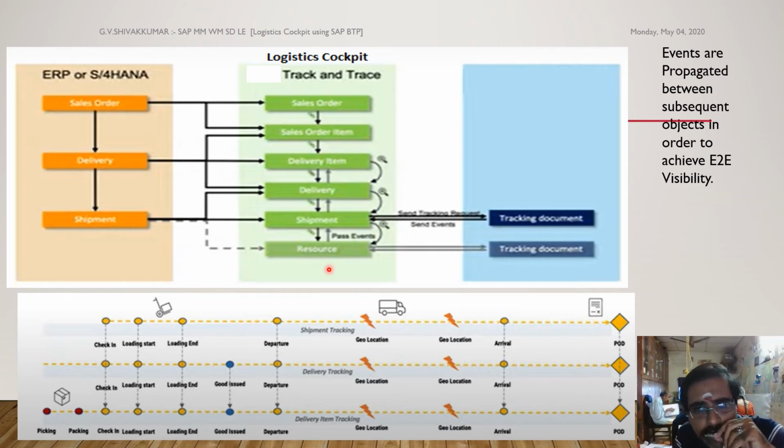So that is the process shipment, and then supplying, right? The supplying tracking document, everything is tracked and given as an input. So these are the events propagated between subsequent objects or actions in order to achieve end-to-end visibility. Here you can give picking, packing, and then loading point, loading start, loading end, and then shipment start, and so the supplier can track everything. So shipment tracking, delivery tracking, delivery from the cockpit tracking.